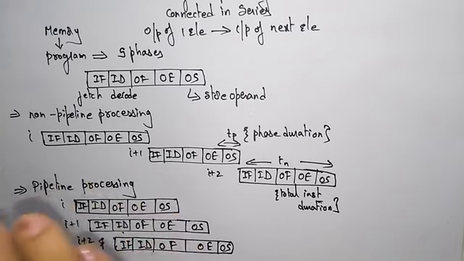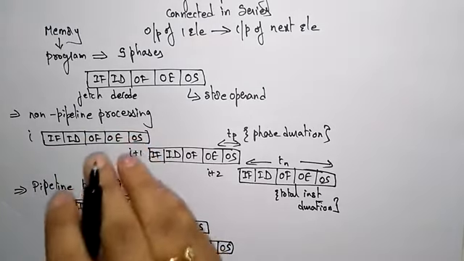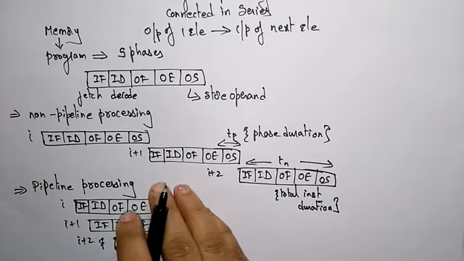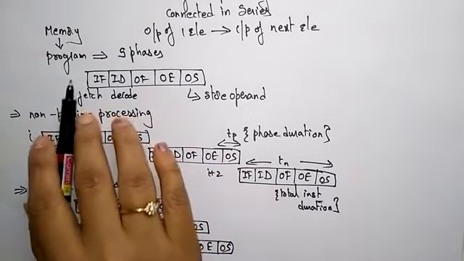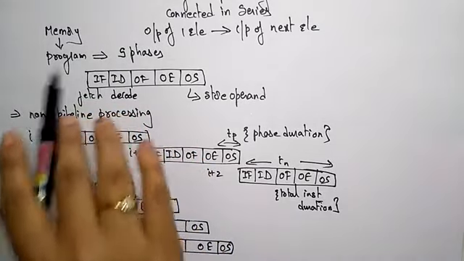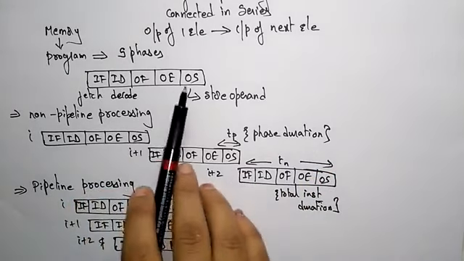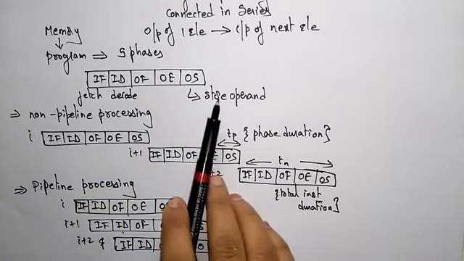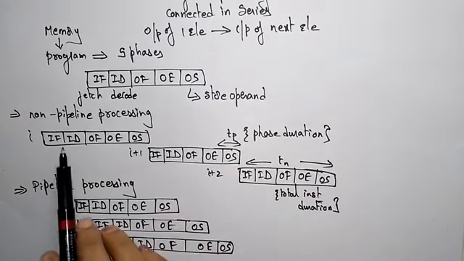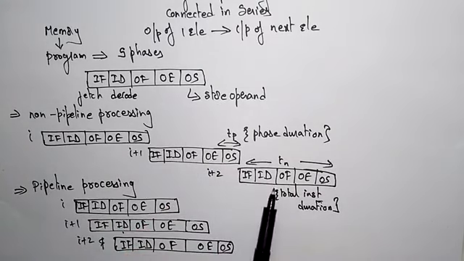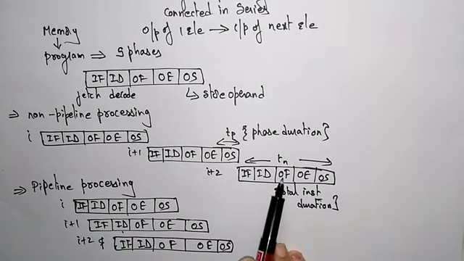It means if you take any program from memory to execute, that program will have different types of instructions. Each program will be divided into different instructions. Each instruction will be executed in 5 different phases. In the non-pipelining process, this is the way each instruction will be executed. In the pipelining process, after the completion of one phase, it takes another instruction. After the completion of another phase, it takes another instruction.